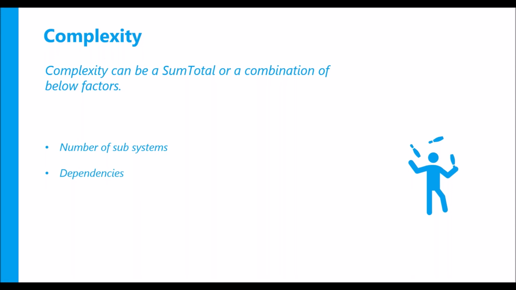And dependencies, right? So if there are dependencies externally and internally within the project, the complexity increases. Ambiguities, right? If there are ambiguities in the project in terms of requirement or design, your complexity increases. If there are uncertainties, your complexity increases. So it can be a combination of these factors, or any individual reason could be the reason out of it.